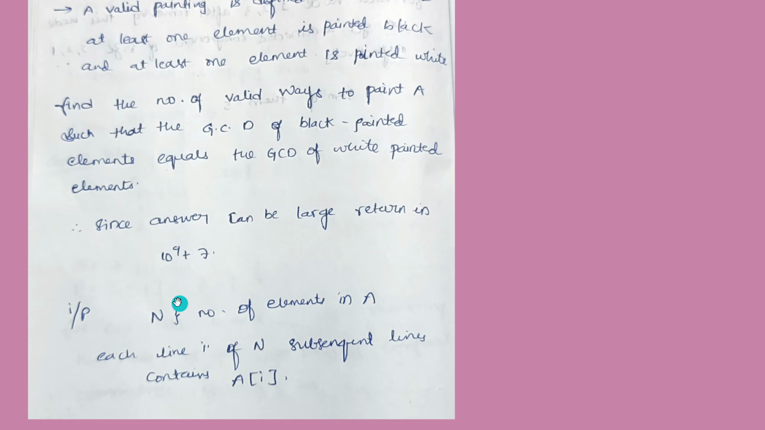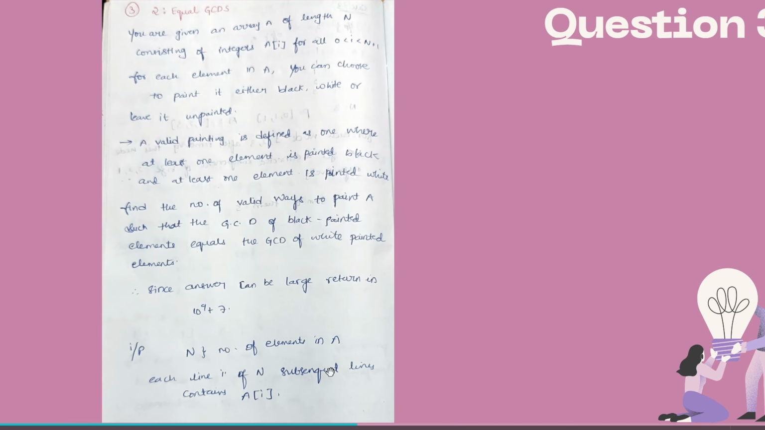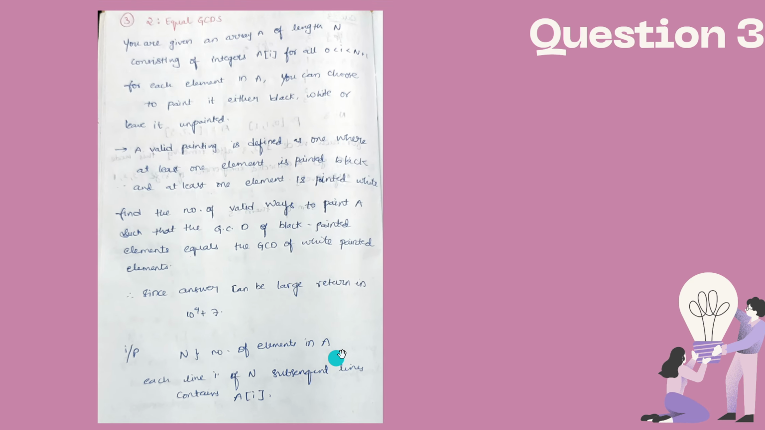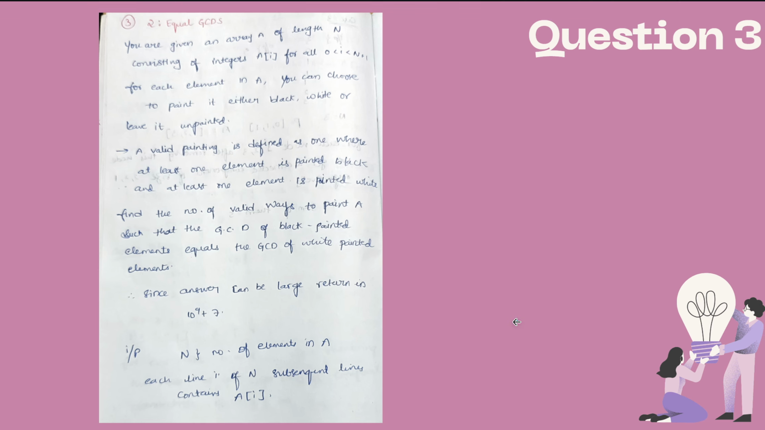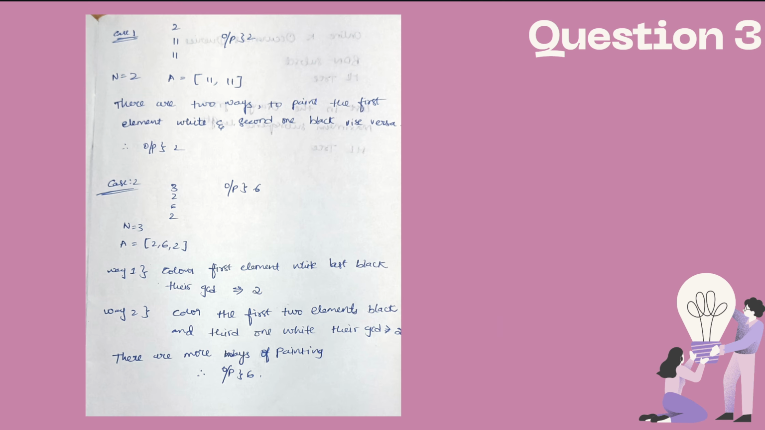Since the answer can be large, it is to be returned in this way. The input is the number of elements in A, and each of the subsequent lines consists of A[i]. Don't worry, let us see this question so that you can get a clear idea. You are given the input in this way and the output. Let us see the question.